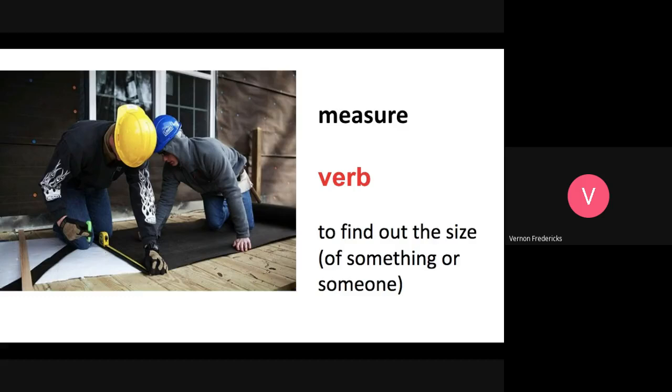Also, before an architect or before the builders build a house, they have to measure how big the house is going to be, and everything needs to be right. Yes, so they measure how big the house is going to be and where they have to put certain things in the house. So that is measure. Measure is a verb. Measurement is the noun.